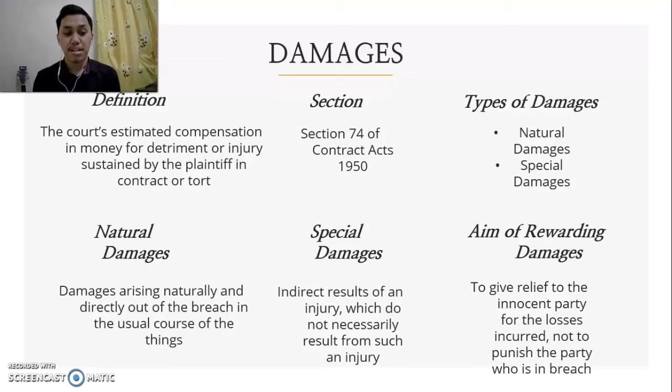Natural damages is defined as damages arising naturally and directly out of the breach in the usual course of things, while special damages are indirect results of an injury which do not necessarily result from such an injury. The aim of awarding damages is to give relief to the innocent party for the losses incurred, not to punish the party who is in breach.